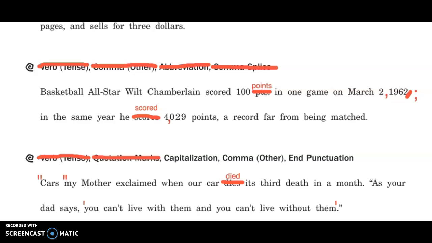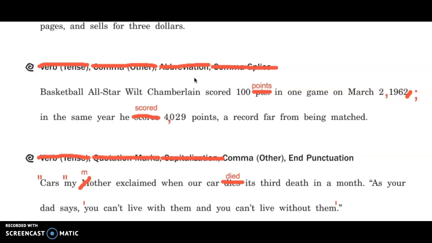I'm going to run that test with my mom's name. Cars, my Gina explained. It doesn't really make sense for me to say my Gina. Because it doesn't make sense, I know I don't have to capitalize mother. All of my other words have been capitalized correctly, so that takes care of my one capitalization error.